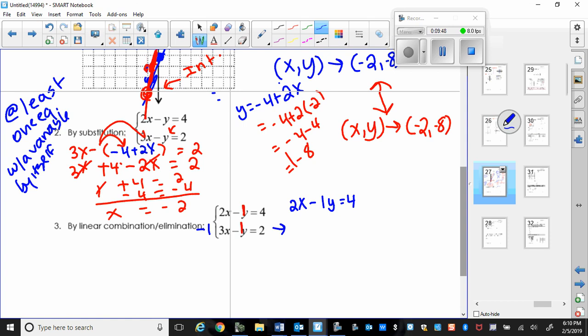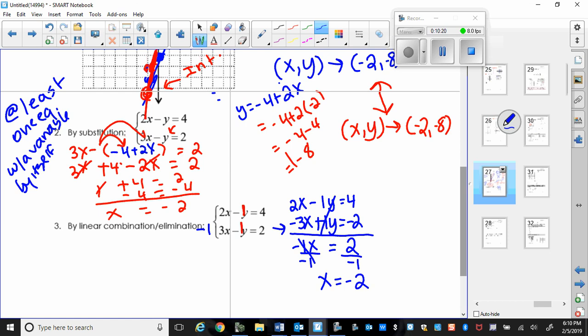So this becomes -1 times 3x is -3x. -1 times -1 is +1y. -1 times 2 is -2. Okay. Negative 3x plus 2x's is negative 1x. This goes away. Equals 2. Divide both sides by negative 1. And x equals negative 2.